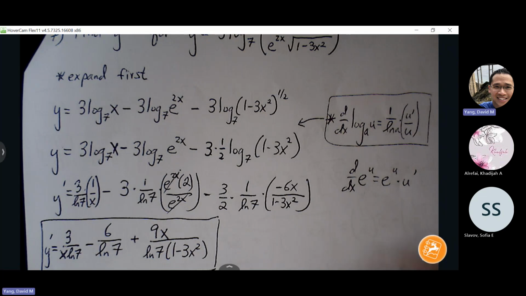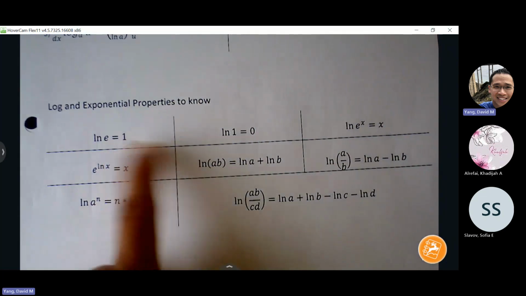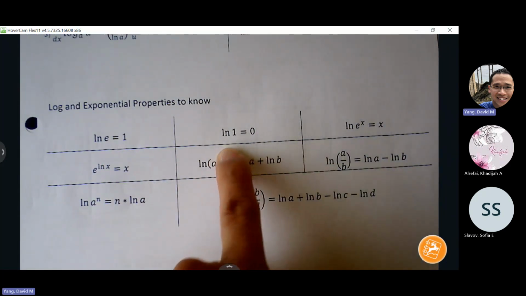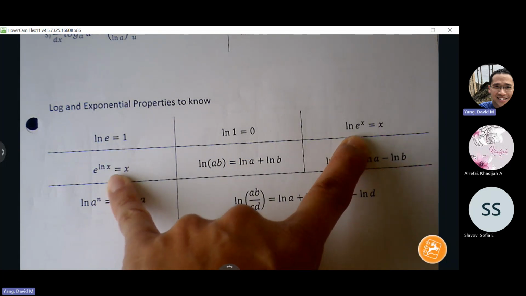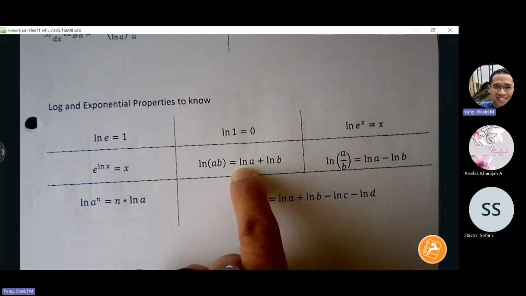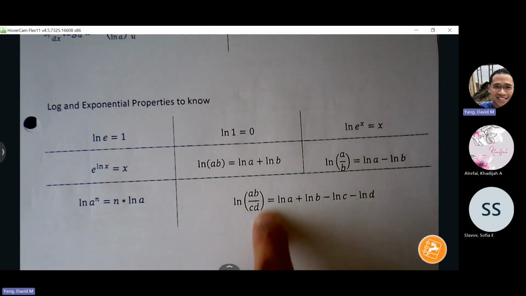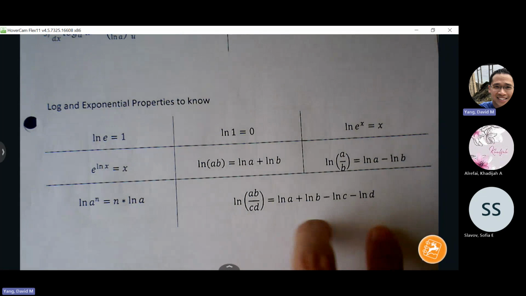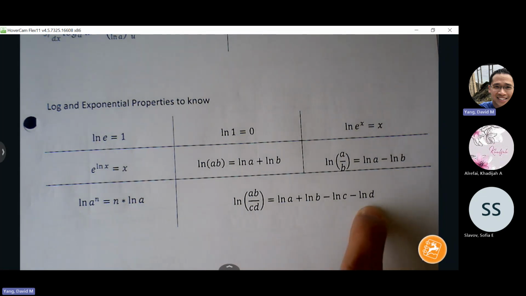So on worksheet 1, I had the properties that you're responsible for. Natural log of e is 1, natural log of 1 is 0. It's just showing that if I insert natural log into e to the x, I'm getting x. But the main ones are the product property, quotient property, and power property. If I have a mixture of product and quotient, just know that anything in the numerator is a positive log, and anything in the denominator is part of a negative log. So the 4 main ones are here.